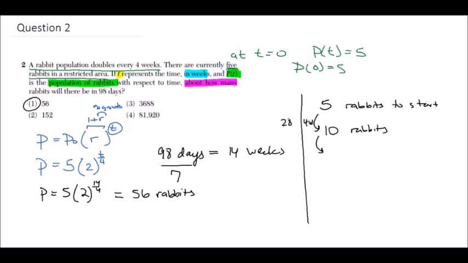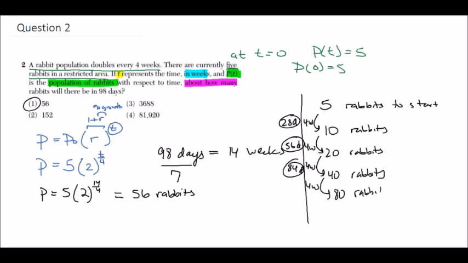And that 4 weeks is 28 days, right? So in another 4 weeks, we would now have 20 rabbits. That would now be 56 days. And in another 4 weeks, we would have 40 rabbits. We'd add another 28, and we would get 84 days. And then in another 4 weeks, we would double one more time. We'd add another 28 days here, which would be 112 days.